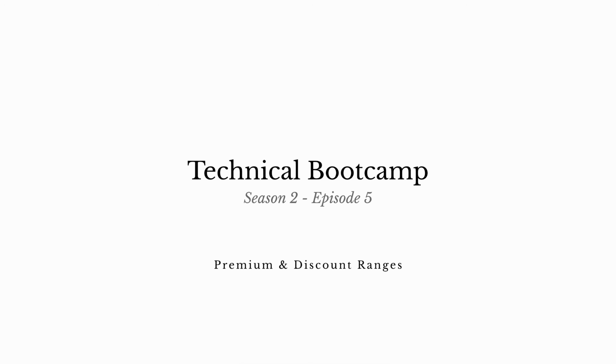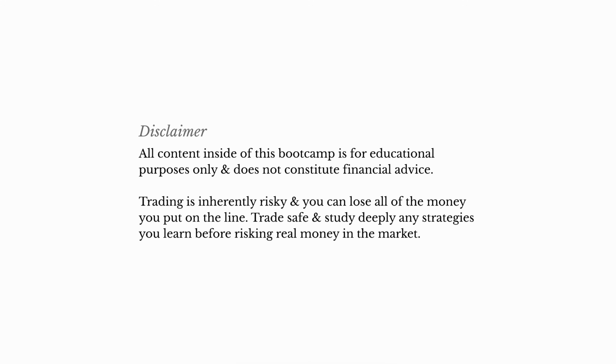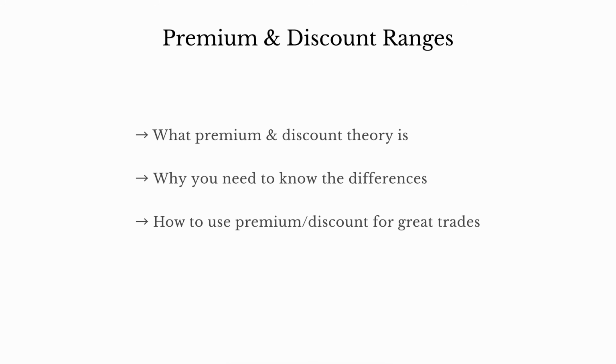This is episode 5, and today we're talking about premium and discount ranges. So premium and discount is a theory that relates back to that kind of auction theory of the market that we've discussed. And it's really useful for avoiding bad trades from bad zones and also taking really good trades from good zones, right? And it's going to give you primarily loads of clarity around the market and as to what's actually happening behind the candles.